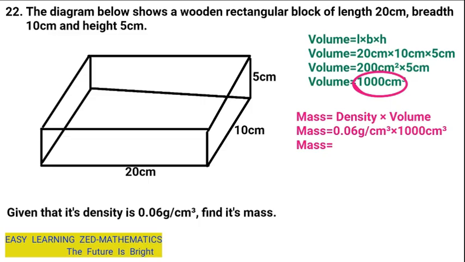So when you multiply 0.06 grams per centimeter cubic times 1000 centimeter cubic, we're going to get 60 grams. So if you have got a question, ask in the comment section. If you have issues with multiplying decimal numbers, how we have come up to 60 grams, you can ask in the comment section. We can create a video that can help you to understand how it has happened and where the centimeter cubic have gone.